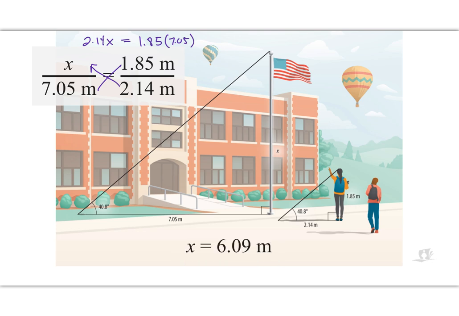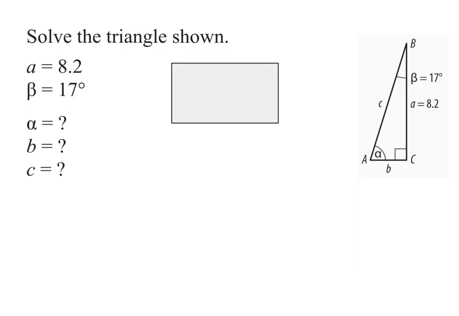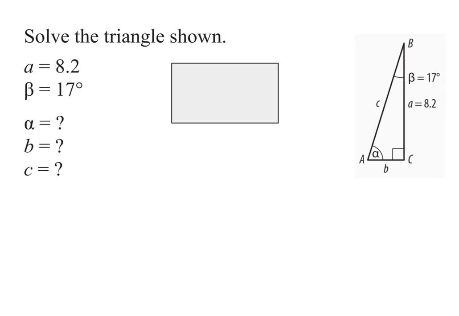All right. I know all the basics of this. They have given me one side length here, 8.2. They've given me one angle, 17 degrees, and we automatically know this angle is 90 degrees. So the easiest thing to solve for here is the other angle. If I know that beta is 17 degrees, then if I want to solve for alpha, I should just be able to say 90 minus 17 degrees.